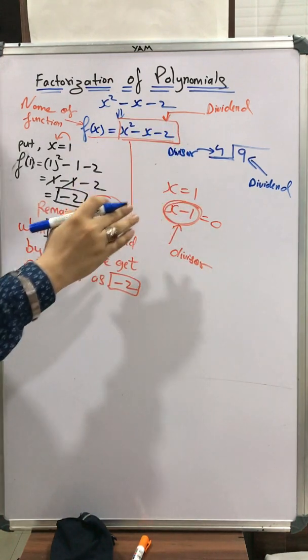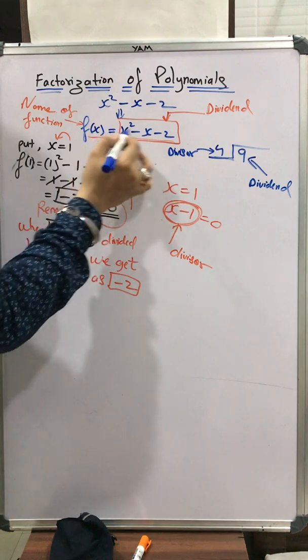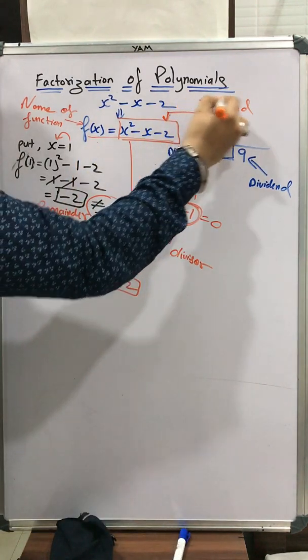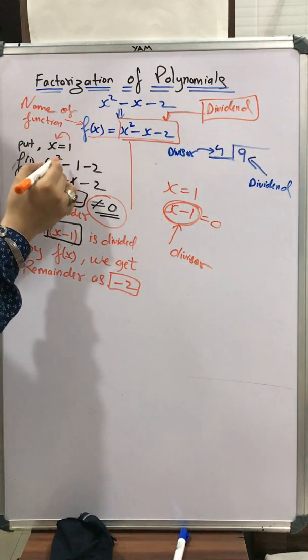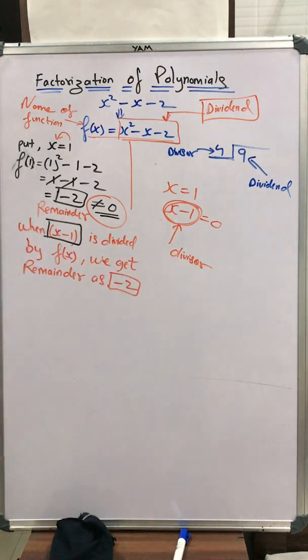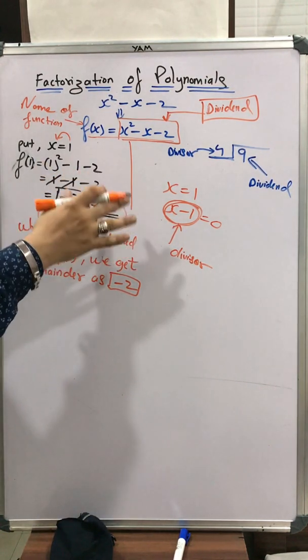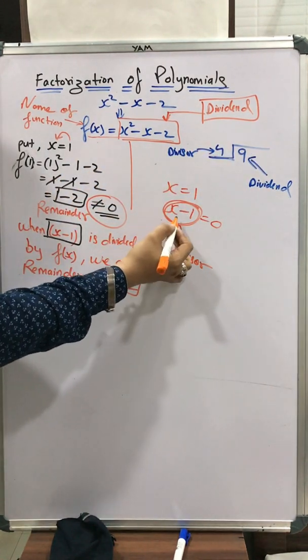Similarly, students, what we did actually is we divided x square minus x minus 2, because this x square minus x minus 2 is the dividend for us, by a divisor, which is x minus 1. But the style of division is not like the traditional long division. What we do is put x minus 1 equal to 0.